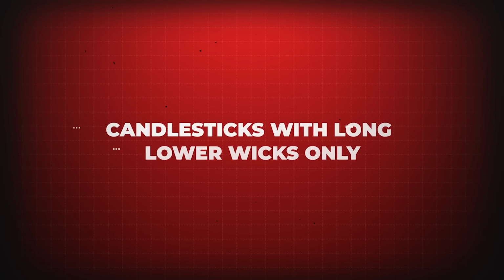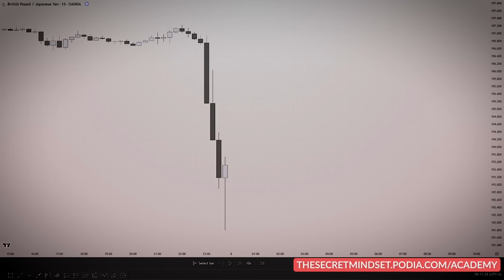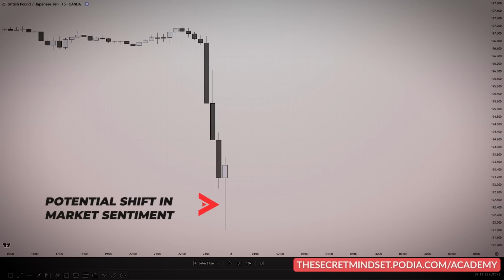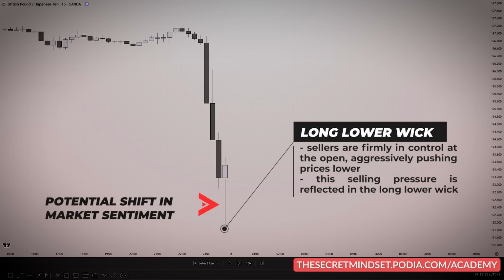The candlestick with only a long lower wick can also signal a potential shift in market sentiment. As the period begins, sellers are firmly in control. They aggressively push prices lower, extending the downtrend or decline from the previous periods. This selling pressure is reflected in the long lower wick, which shows the lowest price reached during the time frame.